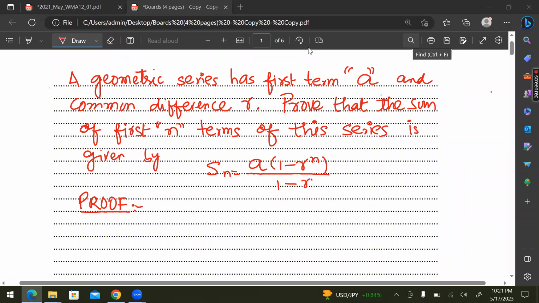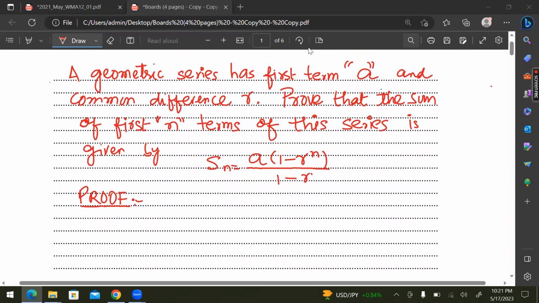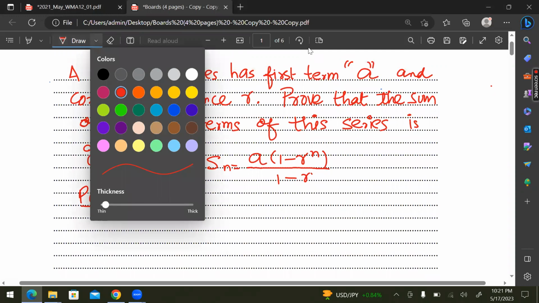Well, the proof of the sum of n terms of a geometric series. A geometric series has the first term a and the common ratio r. Prove that the sum of the first n terms of this series is given by Sn = a(1 - r^n)/(1 - r). So for a geometric series, as we know, there is a ratio.